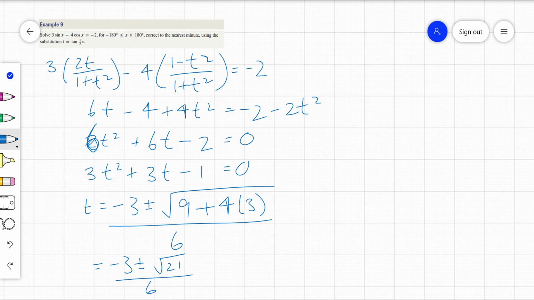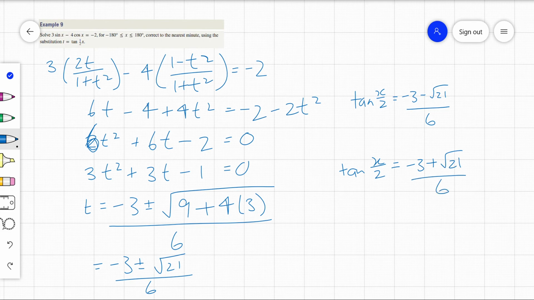So what are we looking at here? We're looking at t, which is tan x on 2, being equal to minus 3 minus root 21 on 6. And we're also looking for tan x on 2 being equal to minus 3 plus root 21 on 6. We know that one's going to be negative and one's going to be positive. This first one's going to be negative, and we're going between the domain of 0 to 180 and then 0 to -180. So all stations to central.